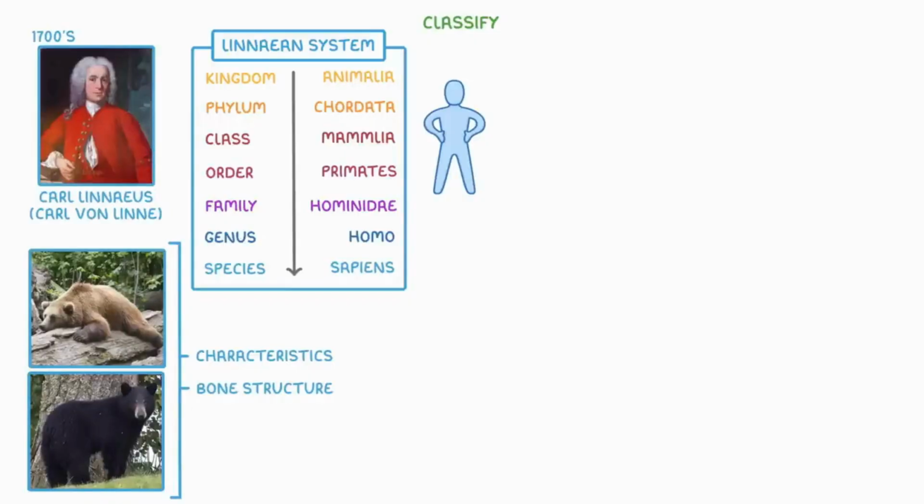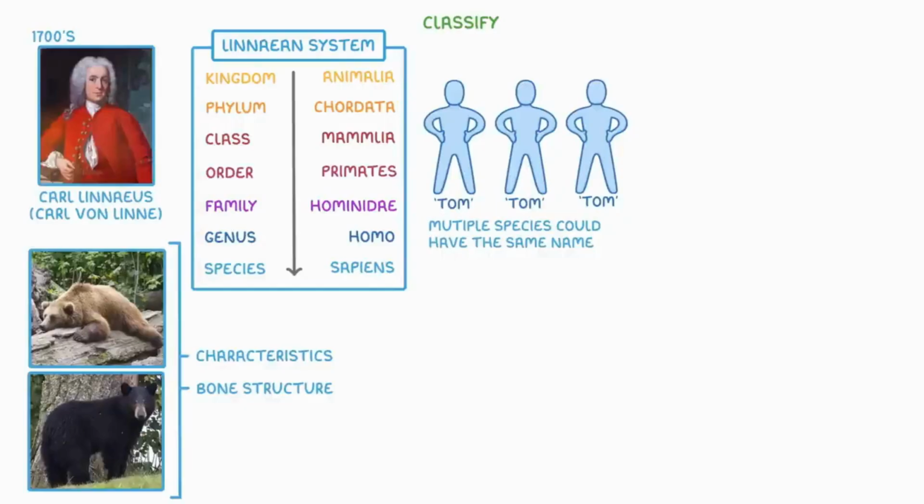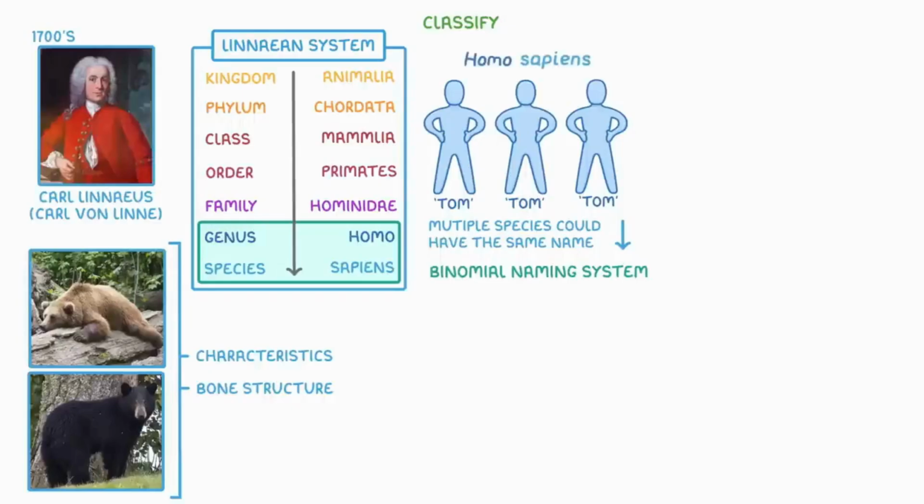But that last category of species often isn't enough, as multiple species could have the same one, just like how lots of people are called Tom. So Linnaeus instead proposed the binomial naming system, where we name species by their genus and species names. For example, humans would be Homo sapiens, as Homo is our genus name, and sapiens is our species name. And whenever you write a name like this, you should do it all in italic, and only capitalize the first letter of the genus name, like we've done here. This system works pretty well, and we still use it today.